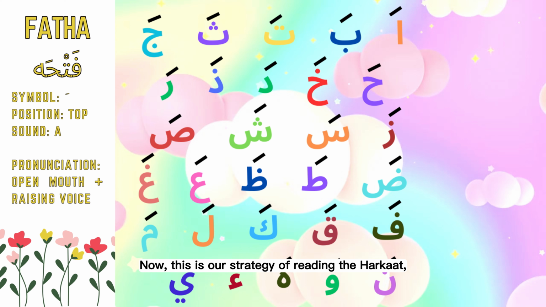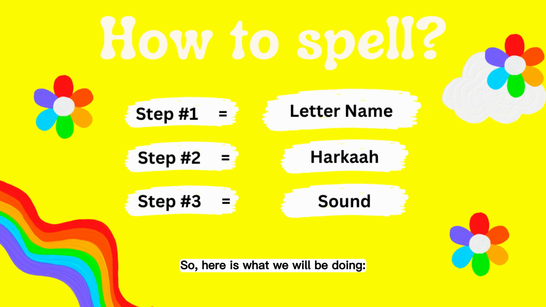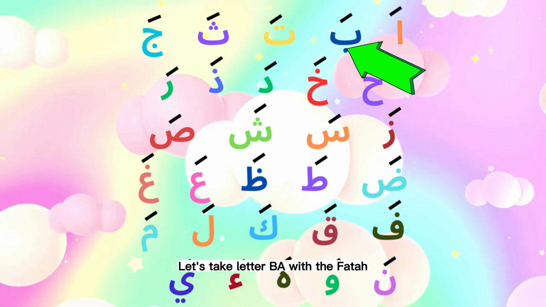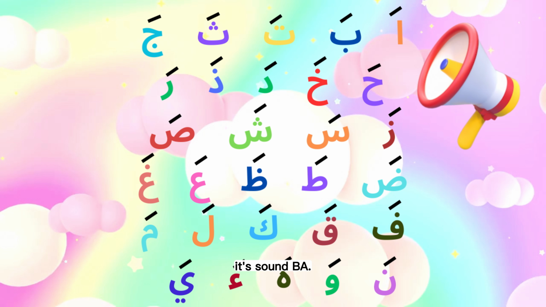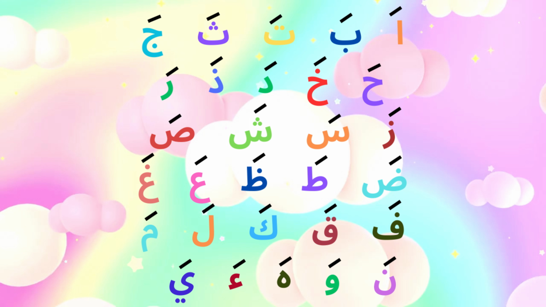Now, this is our strategy of reading the Harkaat. We will be using this learning method for all the Mutaharrik letters, meaning Arabic alphabets that contain Harkaat. So here is what we will be doing. Step 1, letter name. Step 2, its Harakah. Step 3, its sound. Let's take letter Ba with the Fatha for our first example. We will read it like this. Step 1, letter name: Ba. Step 2, its Harakah: Fatha. Step 3, its sound: Ba. Ba, Fatha, Ba. Let's practice the Arabic alphabet with Fatha.